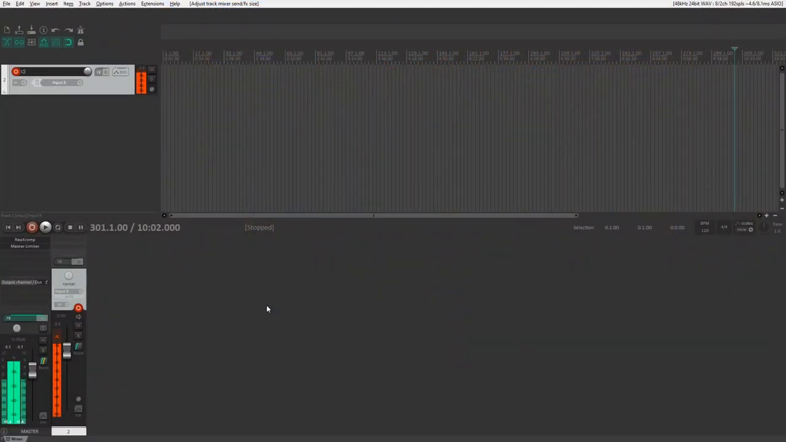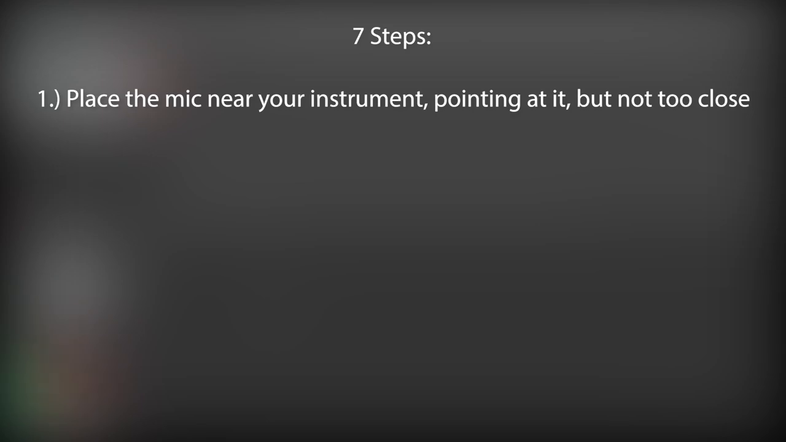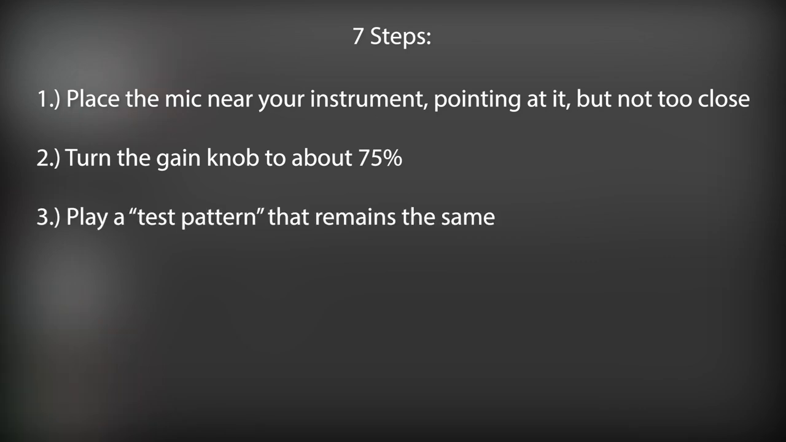So in order to find the best placement, you're going to have to create and record-enable your track, and then follow these 7 steps until you find a sound you're happy with. So you'll place the mic near your instrument, pointing at it, but not too close. Turn the gain knob up to about 75%. Play a test pattern that remains the same, like a scale or an excerpt.